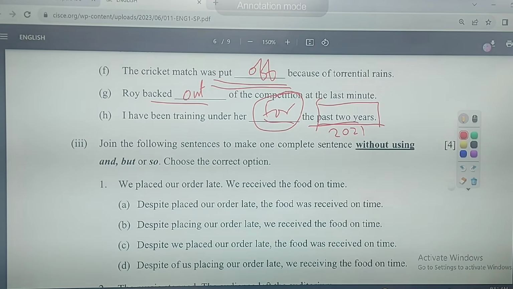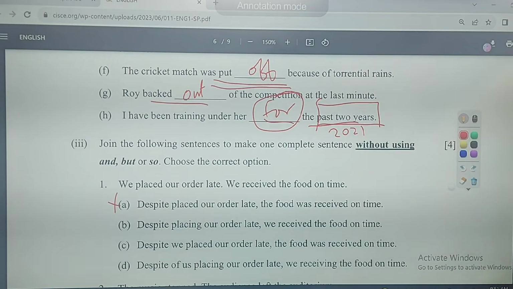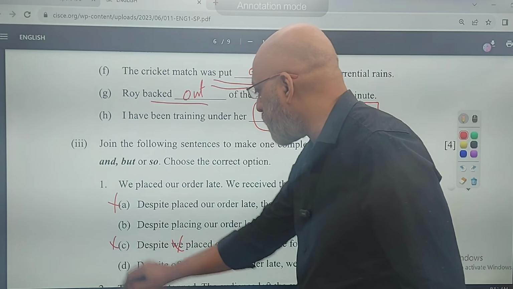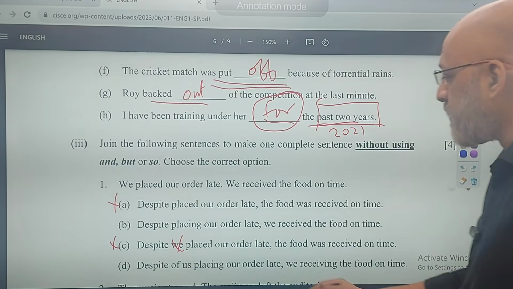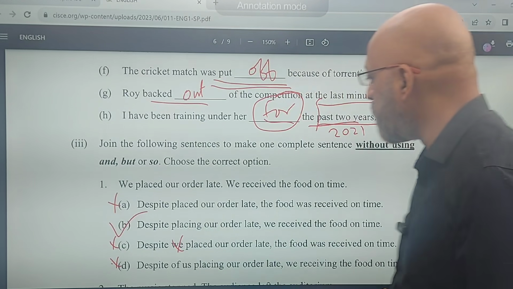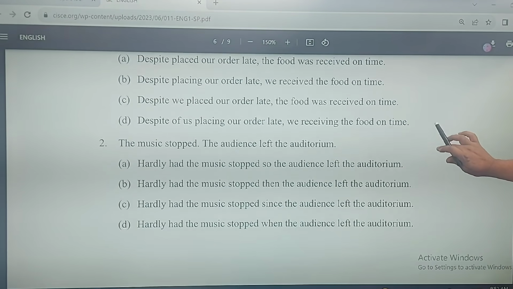We placed our order late, we received the food on time. Now, despite placed our order, no, it will not be, ये तो गलत हो जाएगा. Despite we placed our order late, we will not use we का इस्तेमाल नहीं करेंगे, so this is also wrong. Despite of us, we don't use of after despite, so ये भी गलत है. So this is the right one, the option number B.